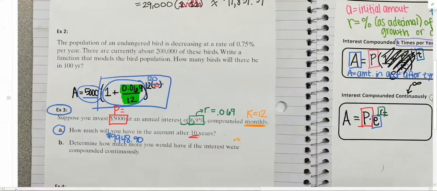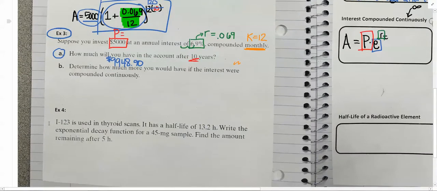So now let's go back to this problem. It says, determine how much more you would have if the interest were compounded continuously. So we're going to redo this problem and then compare how much more money we would have if the interest was continuous instead of monthly. So we were replacing the monthly with continuously. So that's almost like infinity, right? Okay, so we are going to use the same. So it's P-E-R-T, which sometimes I refer to as PERT. P is your principal, so 5,000.